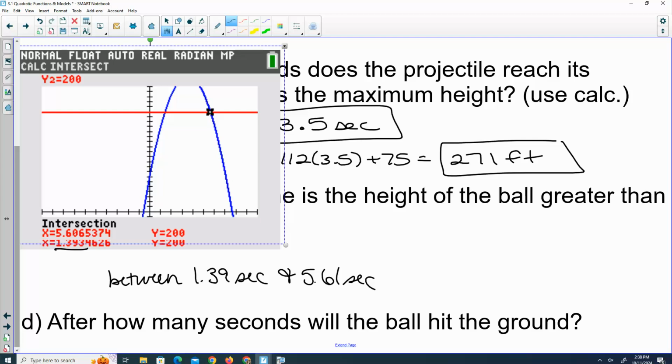The last one is asking where it hits the ground. So you could do it several different ways. You could do the same thing, just finding when it has a height of 0 and go through the same process. So, fun little graphing calculator tidbit that I know you all appreciate, even if you didn't know you wanted to learn that.